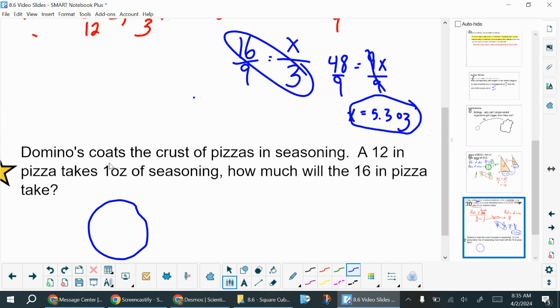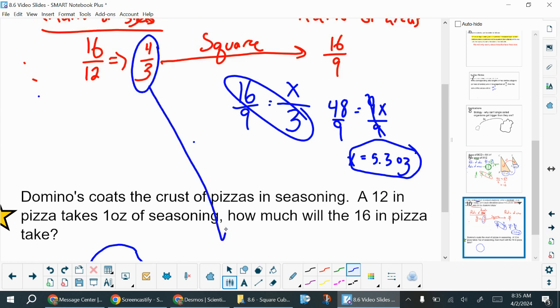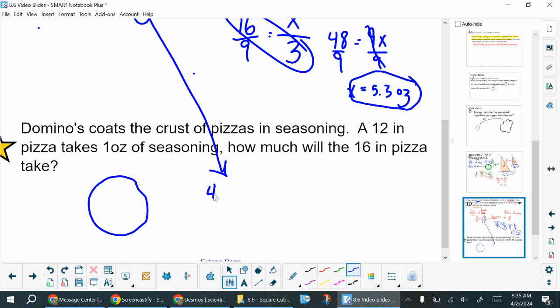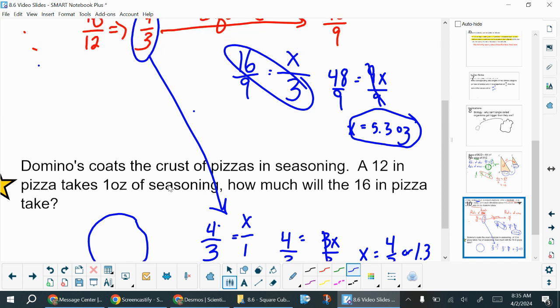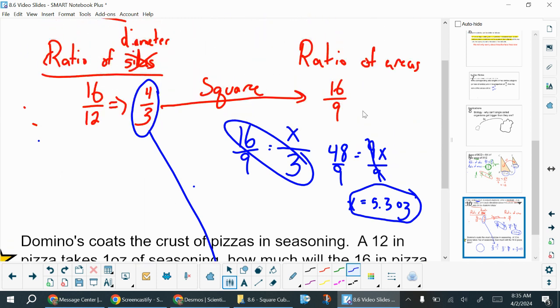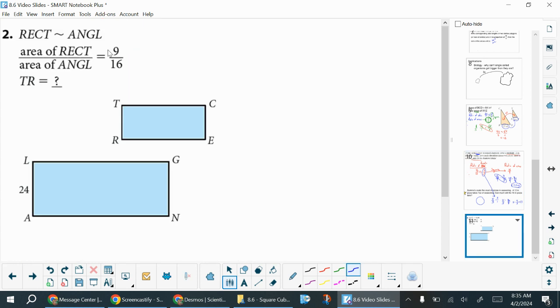If I was answering this question about the crust, I'd actually need to just use my 4/3 because this is a plain old linear dimension. And I'd set up my proportion like that. And I would actually get, I think, just 4/3, right? 4 times 1 is 4, 3x divided by 3. That should be 4/3 or 1.3 ounces. So linear dimensions, we use that linear ratio for linear things, circumference, perimeter. Area things, cheese, we use our area ratio. And then let's just do one more here.